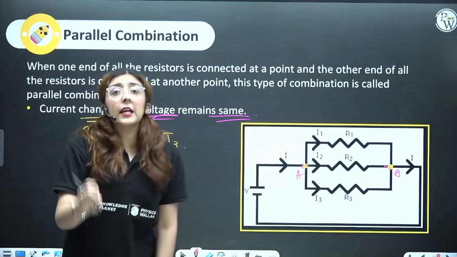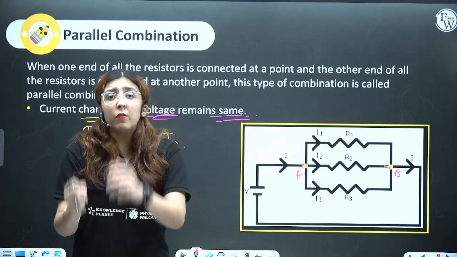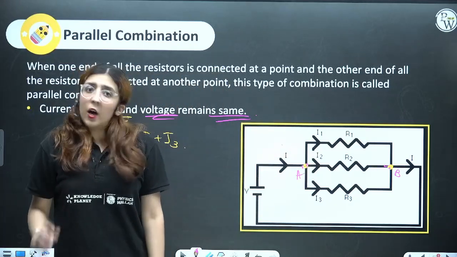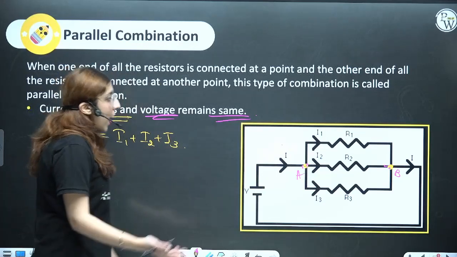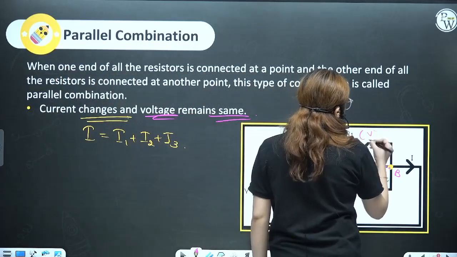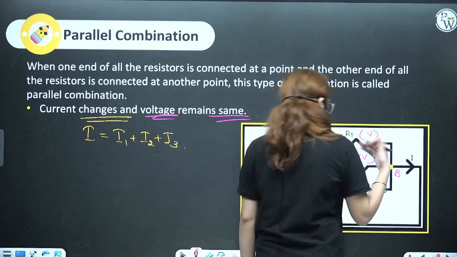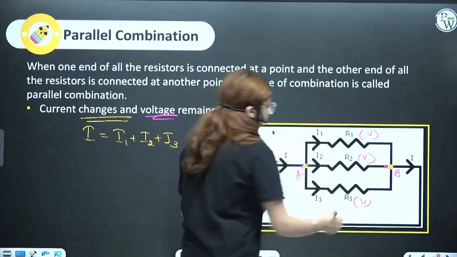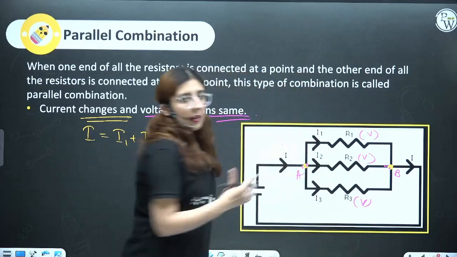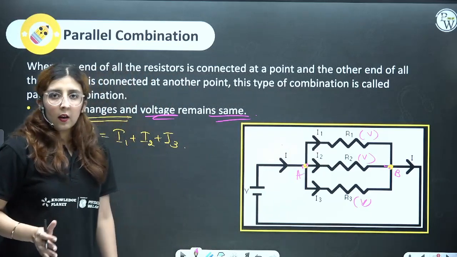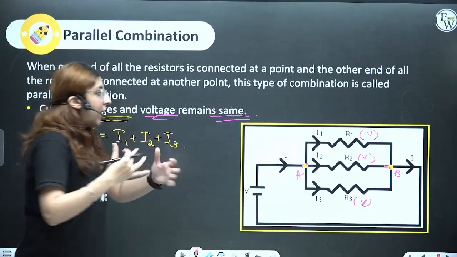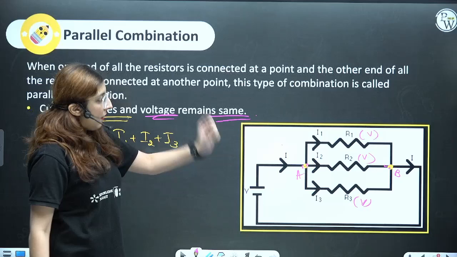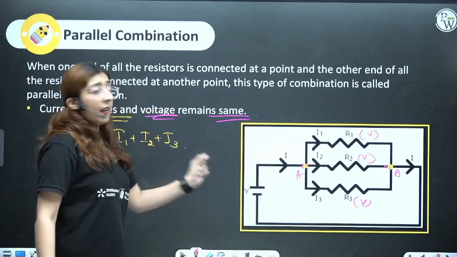Because the work done on a charge moving from one point to another, higher point to lower point, is the same. So over here voltage is remaining same. So I can say the potential difference in R1 is V, in R2 is V, and in R3 will be V. Don't use that term moving. I was just trying to convey what is actually happening. Potential difference in R1, V, in R2, V, in R3, V.